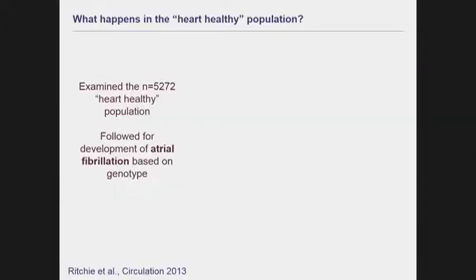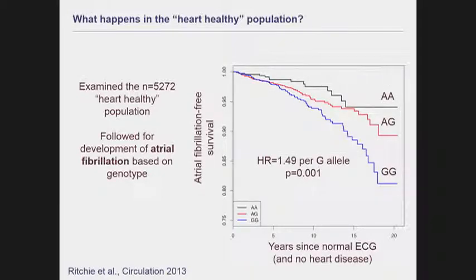And so one of the things that Rory talked about is the importance of following people over longer periods of time. And so when you looked at this, we could look in silico about 20 years from when they had a normal heart and show that each copy of the allele demonstrated increasing risk of atrial fibrillation.